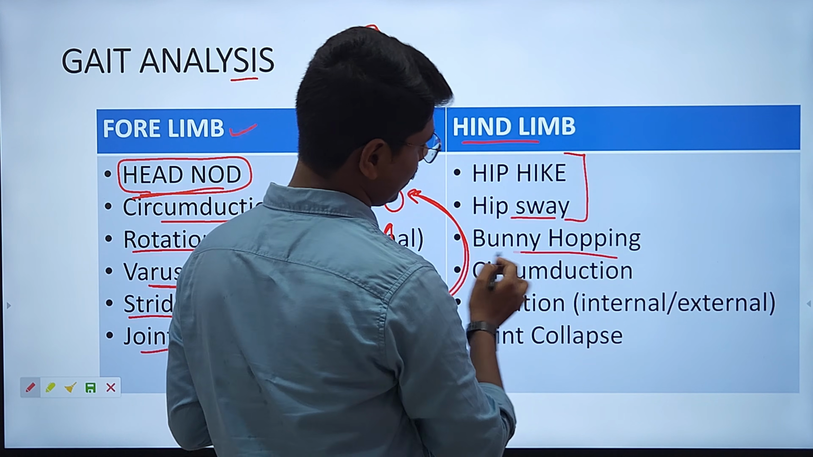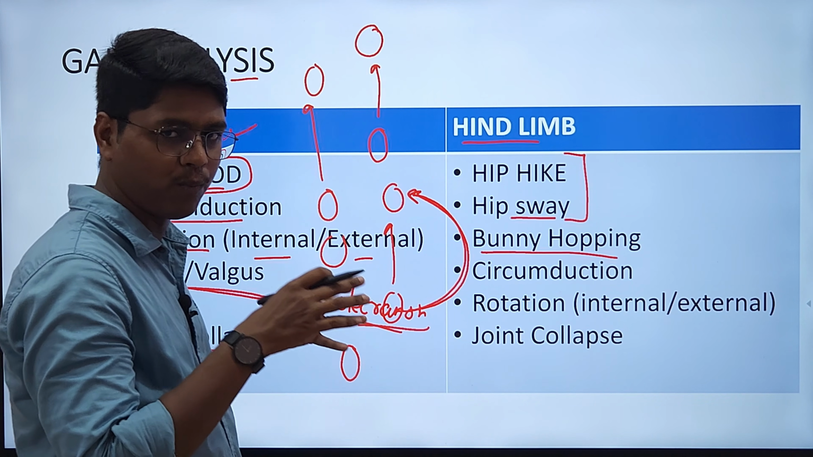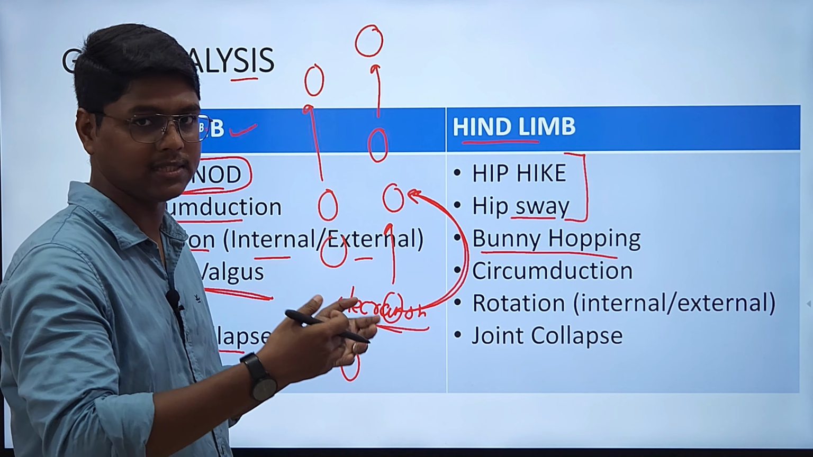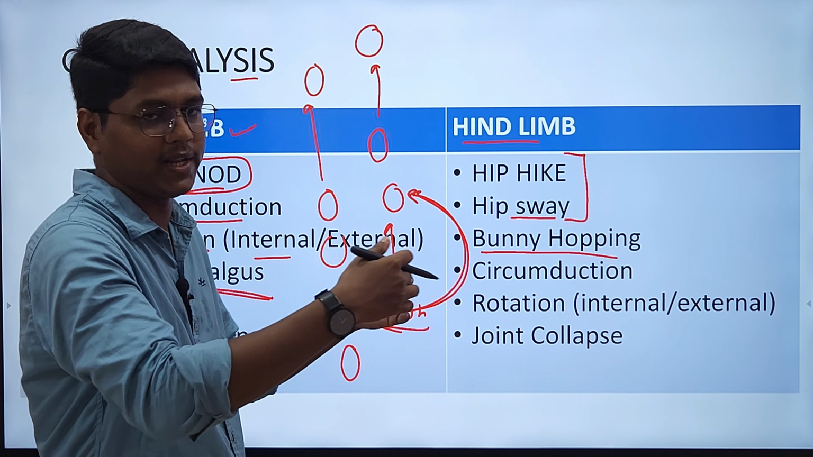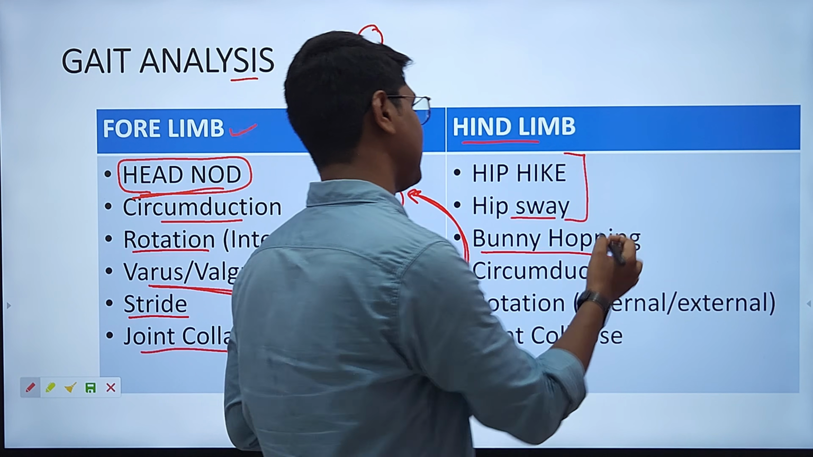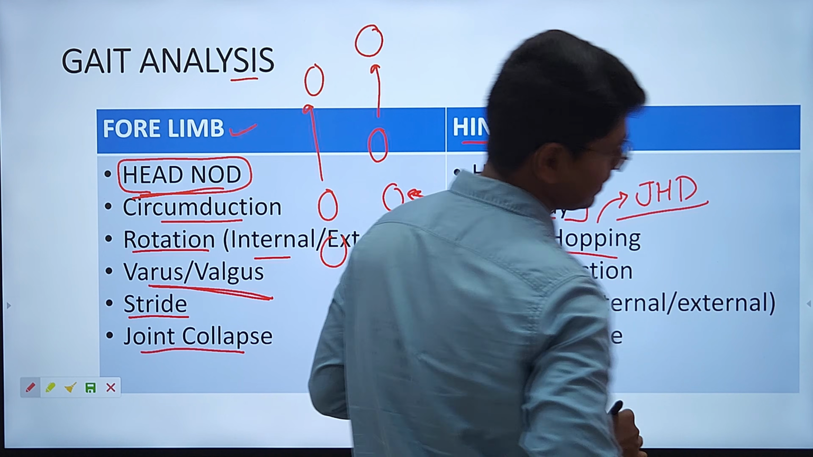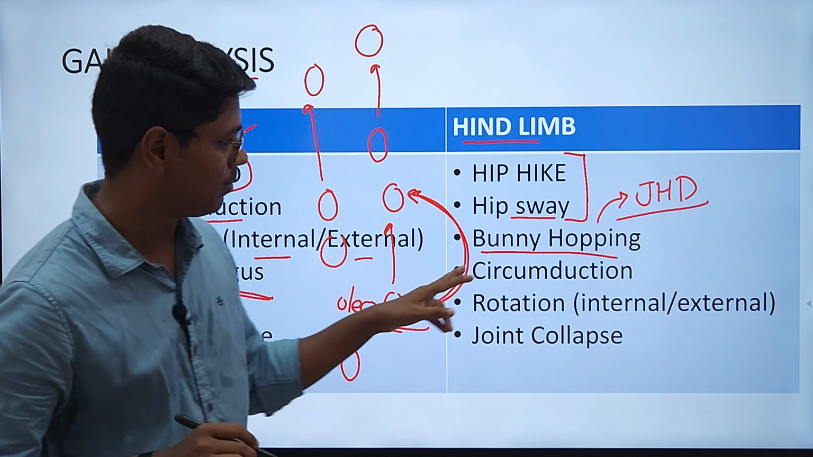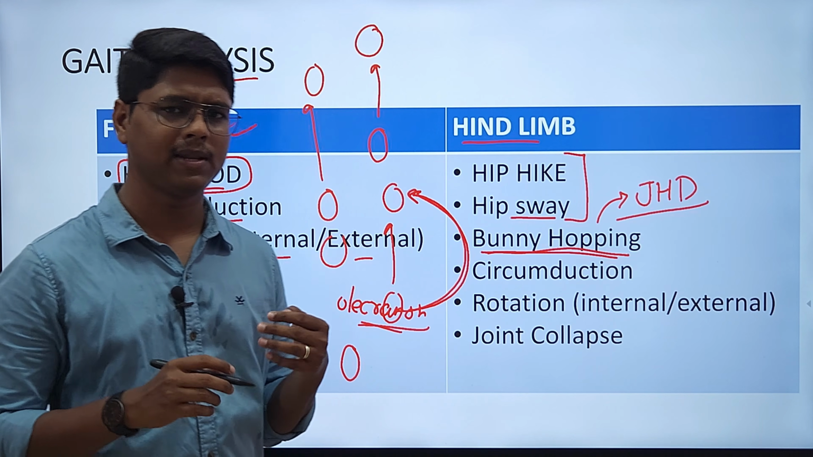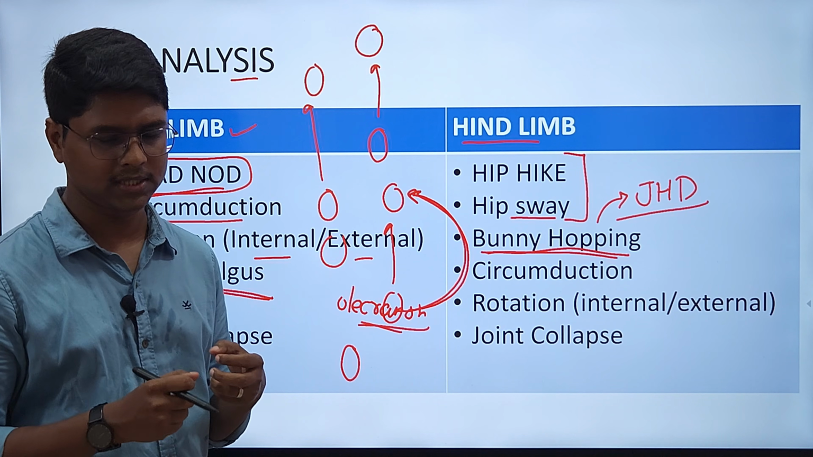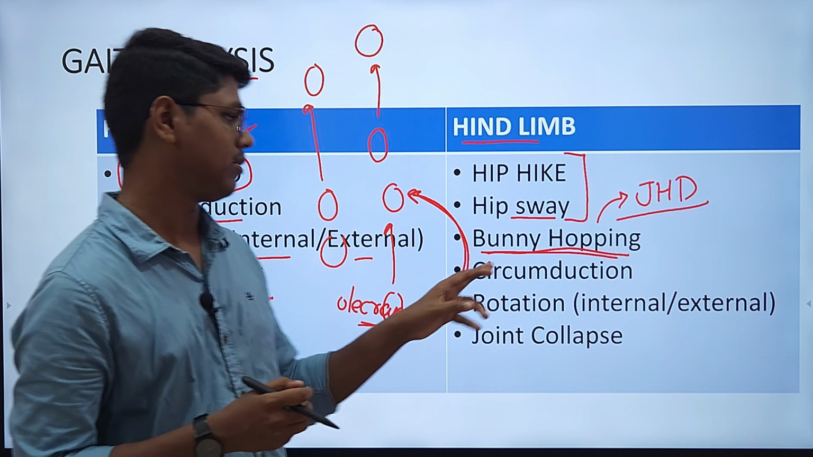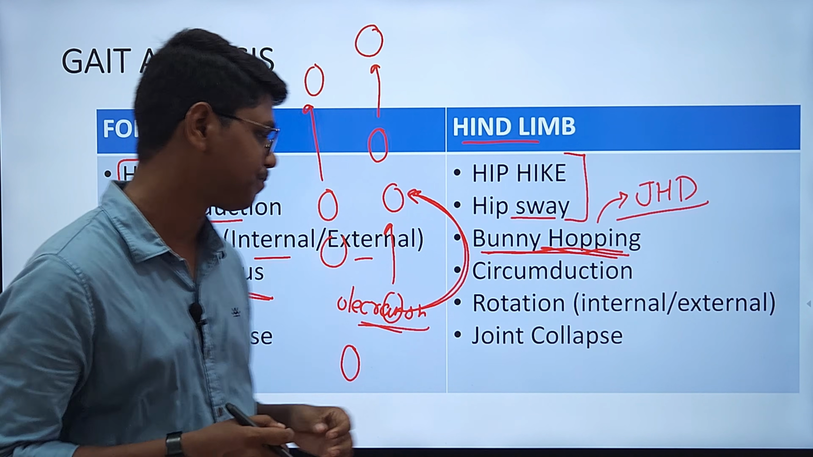Bunny hopping is when the animal uses both of the hind limbs simultaneously, jumping like a bunny. It is very common in case of juvenile hip dysplasia. In hip dysplasia cases you will find bunny hopping. Also, with bilateral arthritis of the coxofemoral joint, you can find bunny hopping.